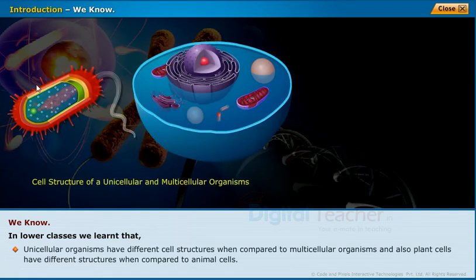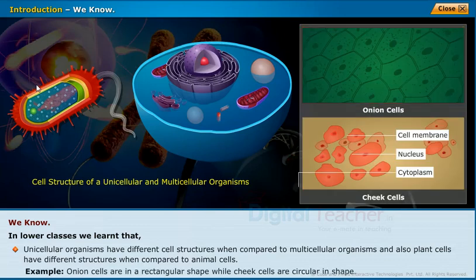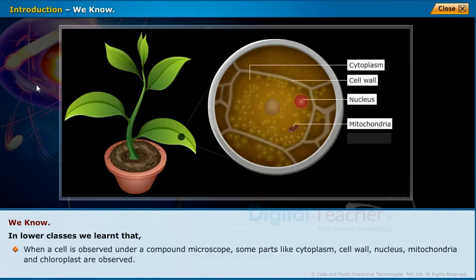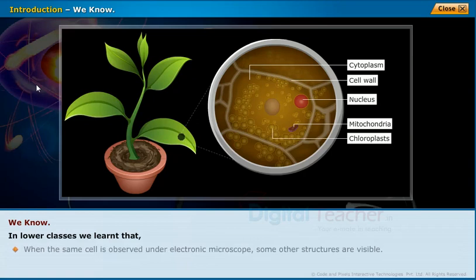Unicellular organisms have different cell structures when compared to multicellular organisms, and also plant cells have different structures when compared to animal cells. For example, onion cells are in a rectangular shape while cheek cells are circular in shape. When a cell is observed under a compound microscope, some parts like cytoplasm, cell wall, nucleus, mitochondria and chloroplast are observed. When the same cell is observed under an electron microscope, some other structures are visible.